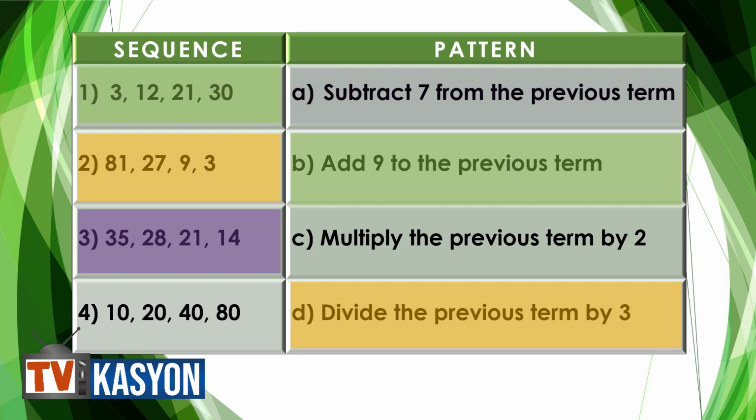It is the pattern in letter A. Subtracting 7 from the previous term will give us the succeeding term. 35 minus 7 gives us 28, 28 minus 7 gives us 21, and 21 minus 7 gives us 14. Lastly, what pattern identifies the sequence in number 4?